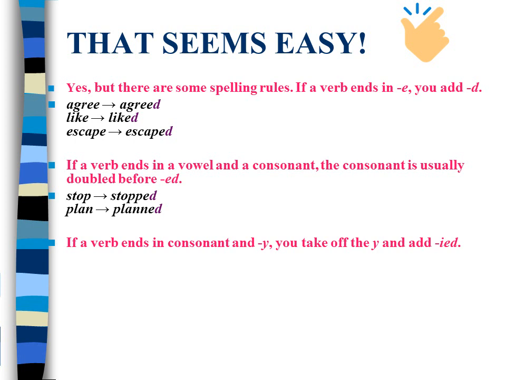Another thing is that if a verb ends in a consonant and Y, you take off the Y and add IED, the same as I showed you in study and cry. For example, try, tried, carry, carried. You can see here that we drop the Y and we add IED, all right, to the verb to make the past.